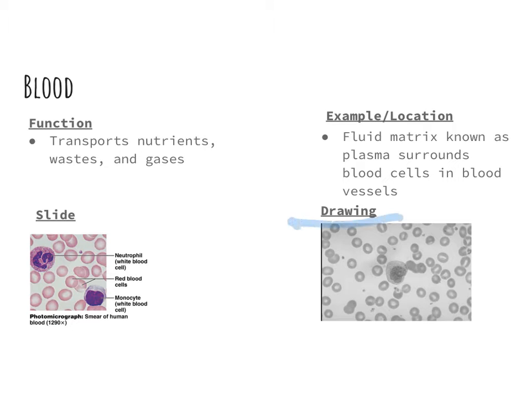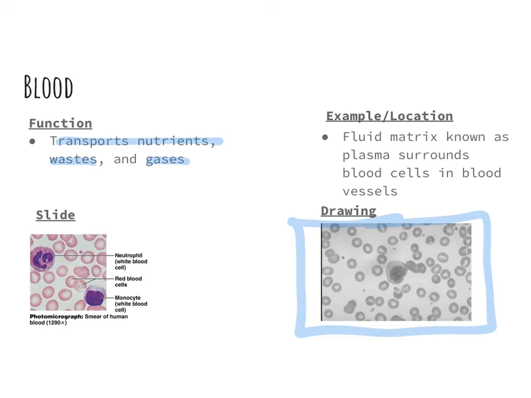Your flashcard for blood should look like this. You see little dots on it. So let's talk about the function of blood first. The function is to transport things around our body. So nutrients, waste, and gases, they travel around our body through our blood. So blood is really important with that.